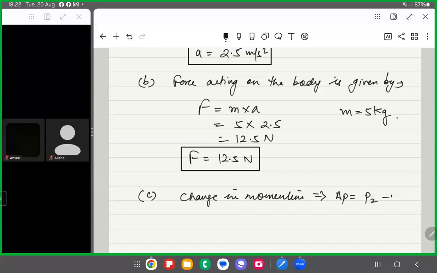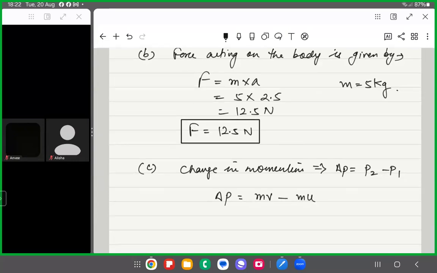I've already told this to you. P2 minus p1, right? P2 is final momentum, p1 is initial momentum. Final momentum is mv, initial momentum is mu. So mv minus mu will be the change in the momentum, right? Now, m is the same for both of them, so you can write it as m into v minus u, right?